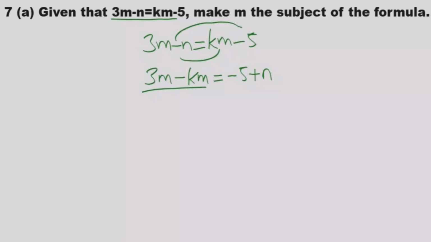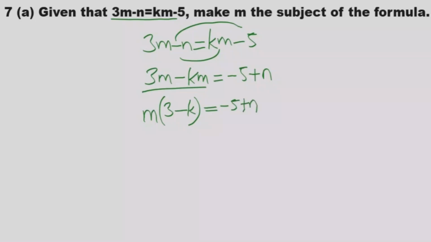So what we are going to do is factorize this one. Which term is common in these? We have got m which is common in these two, so m is going to be the factor, and then we open bracket, so m into 3m will give us 3, then m into negative km will give us negative k, and close bracket, which is equal to, then this one we copy it the way it is, negative 5 plus n.